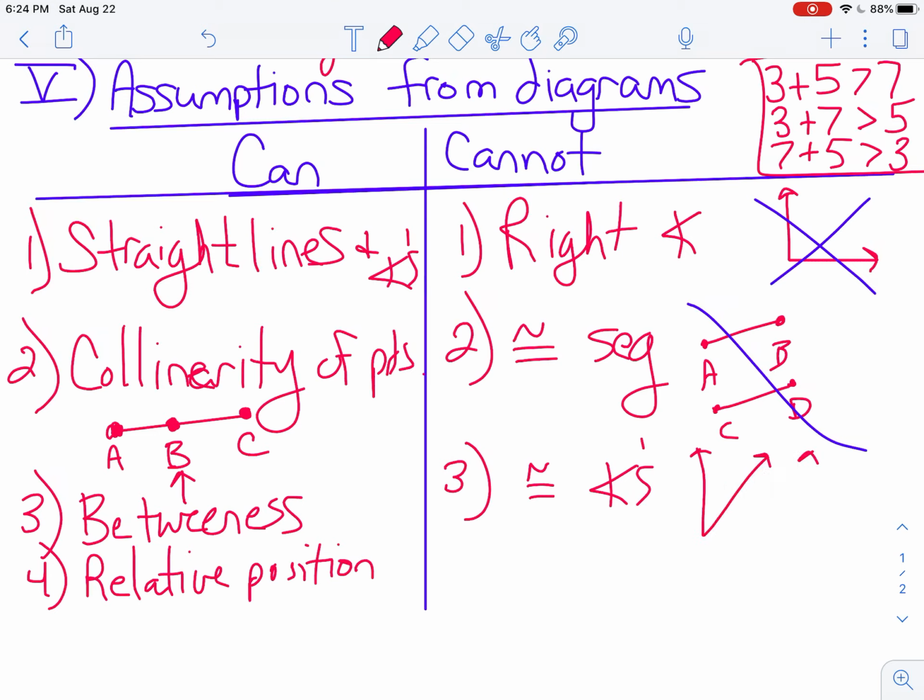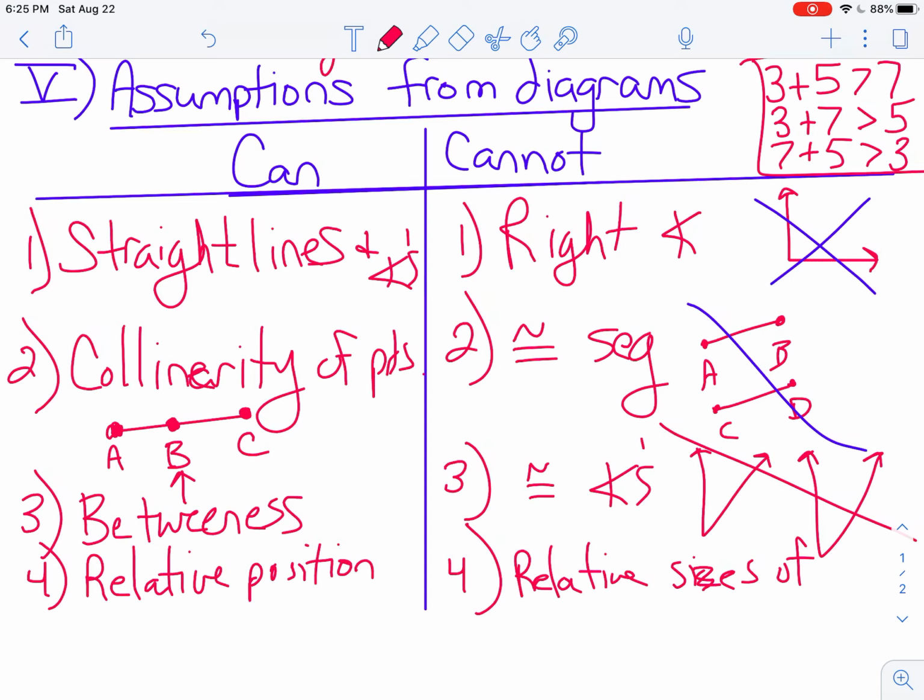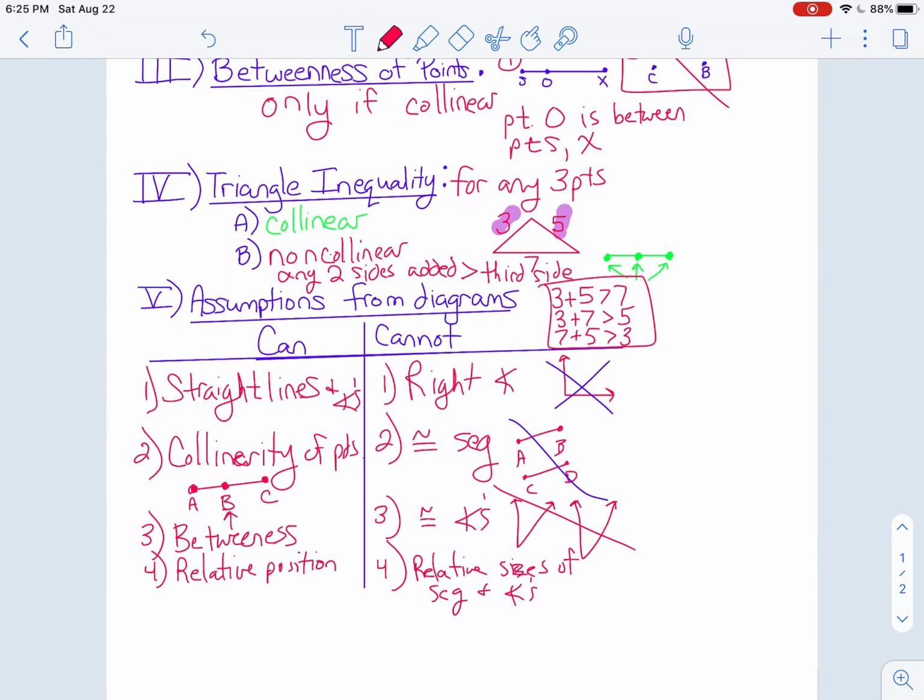Same thing with congruent angles. Unless you see the angles with the tick marks on them, boom, boom, like that, and you're like, oh, look, those are congruent to each other. If you do not see the tick marks, they are not congruent. And same thing with relative sizes of segments and angles. Just because something might look obtuse, it's not necessarily obtuse, okay? We have to prove it numerically. The diagrams in the book are not always drawn to scale.